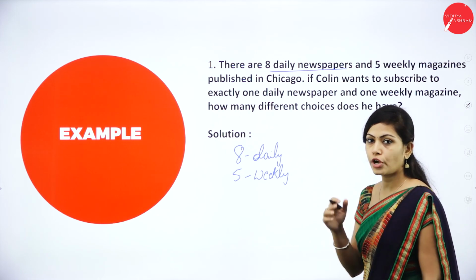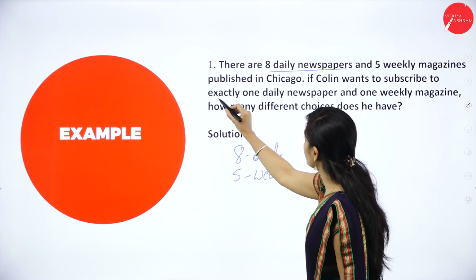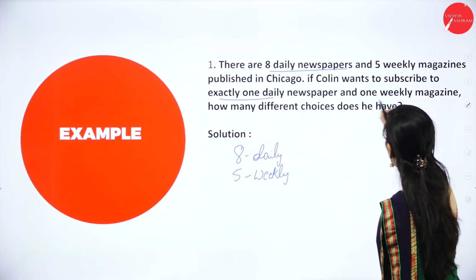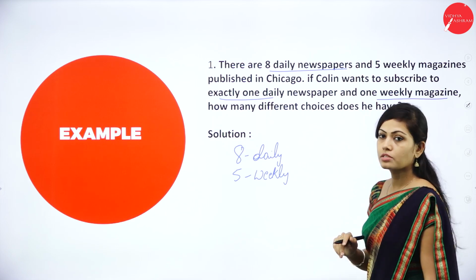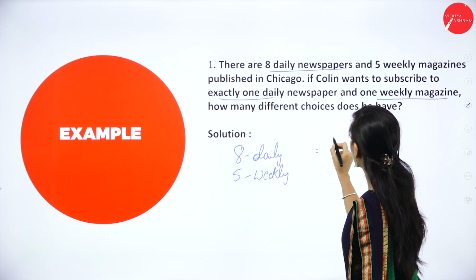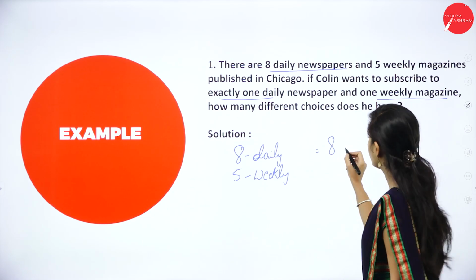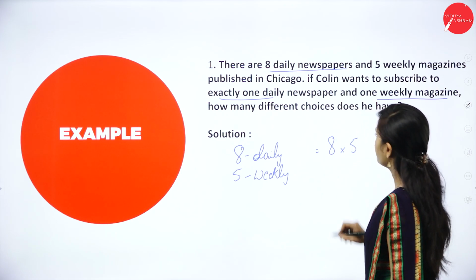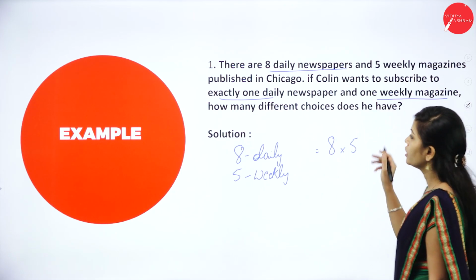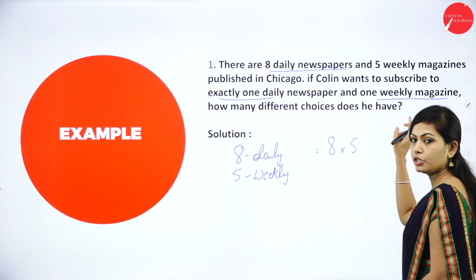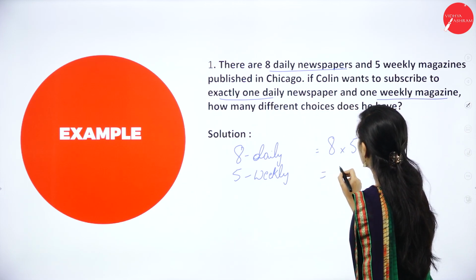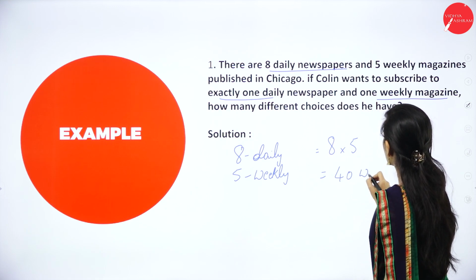How many different choices does he have to subscribe to exactly 1 daily newspaper and 1 weekly magazine? Colin has 8 daily newspapers and 5 weekly newspapers to choose from, and he subscribes to exactly 1 daily newspaper and 1 weekly newspaper. So he has 40 ways.